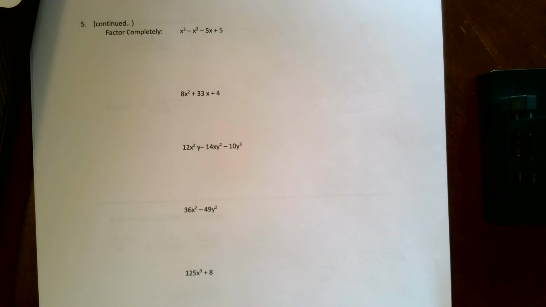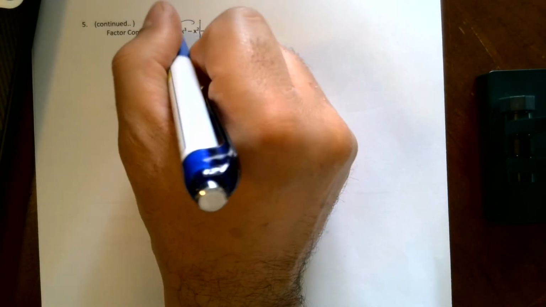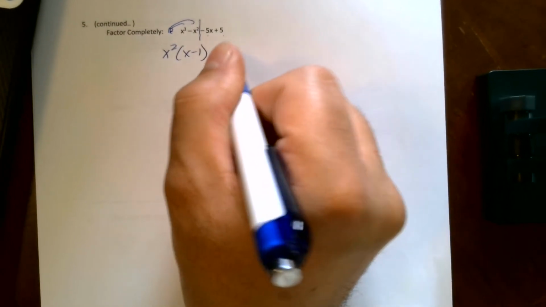We're just asked to factor. This is a 4-term polynomial. We're going to factor this by grouping, 2 plus 2. Here we could factor out the GCF over here. It looks like I could take out an x squared. And on this side, I could factor out a -5.